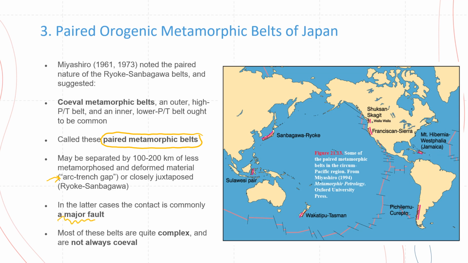So most of these belts are quite complex and they're not always coeval. What coeval means is that it's developed at the same time. So if we remember Sambagawa and Ryokei, it is inferred that it is coeval, but not all belts will be coeval.